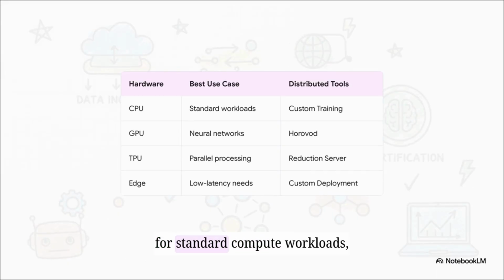We have CPUs for standard compute workloads, GPUs for those complex neural networks, TPUs for massive parallel processing at true Google scale, and edge devices for local low-latency needs. It's also vital to know your distributed training tools, like using Horovod to sync multiple GPUs, and the reduction server to optimize network bandwidth during those massive distributed training runs. Hitting the nail on the head with your hardware choice dictates your project's speed and, frankly, your budget.